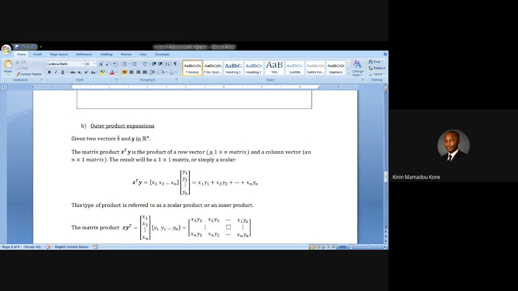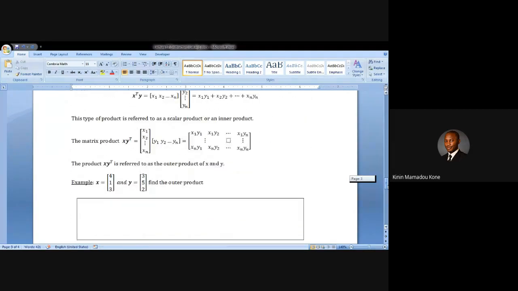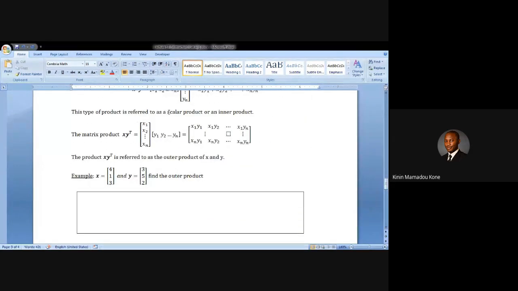Given two vectors x and y in Rn, the product x transpose multiplied by y is a product of a row vector, a 1 by n matrix, and a column vector, an n by 1 matrix. The result will be a 1 by 1 matrix or simply a scalar. So x transpose times y is equal to this, and we get that in the end. This type of product is referred to as a scalar product or an inner product.